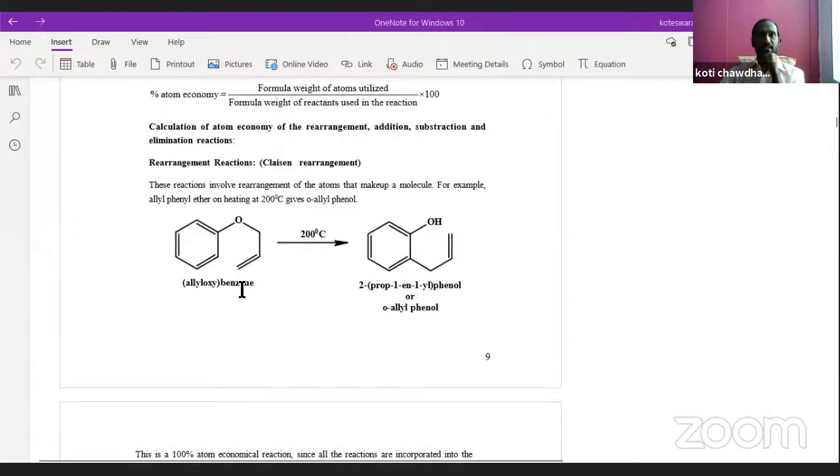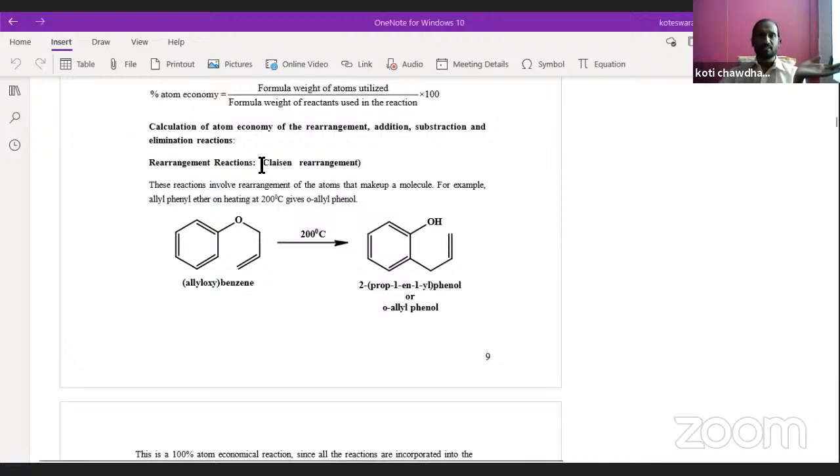Okay. Next, calculation of the atom economy of rearrangement, addition, substitution, or elimination reactions. First, coming to rearrangement reactions: they are 100% atom economy reactions because there is no loss from the molecule.